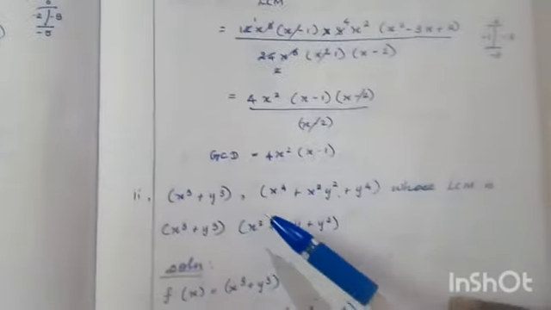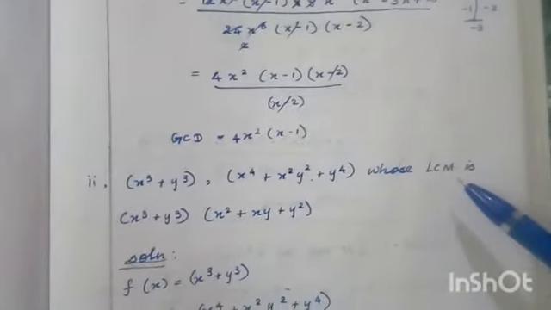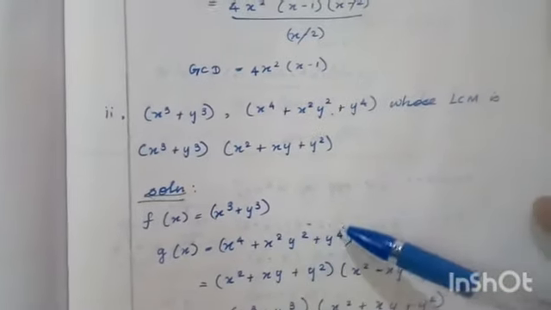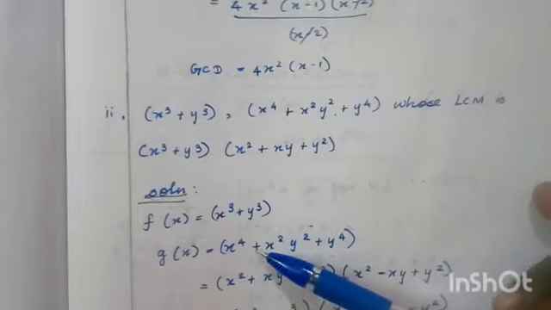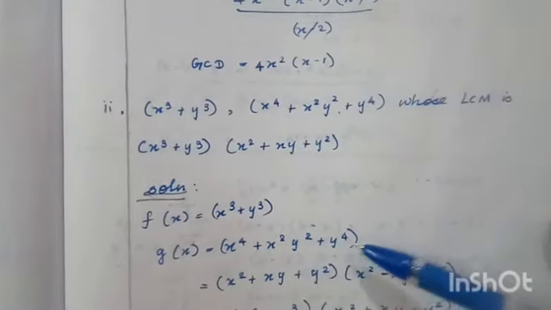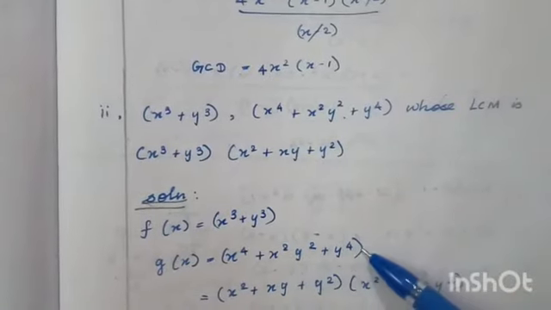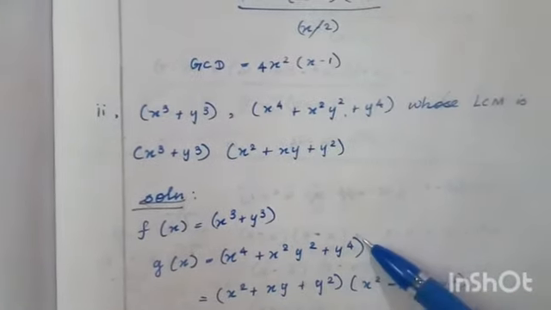The second problem: the same way you have to find f of x and g of x. Here there are no common terms. For the other, common terms are there, and we have the formula for x power 4 plus x square y square plus y power 4. This is the formula.